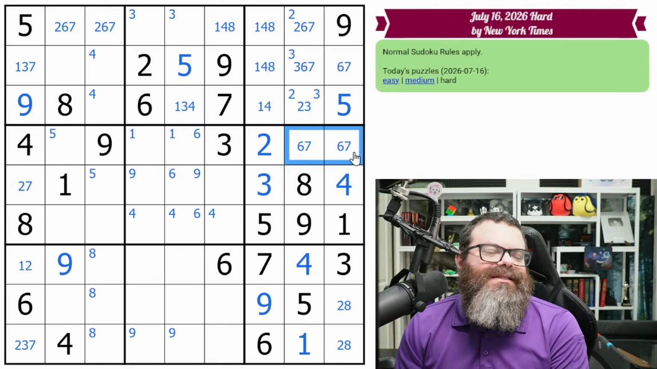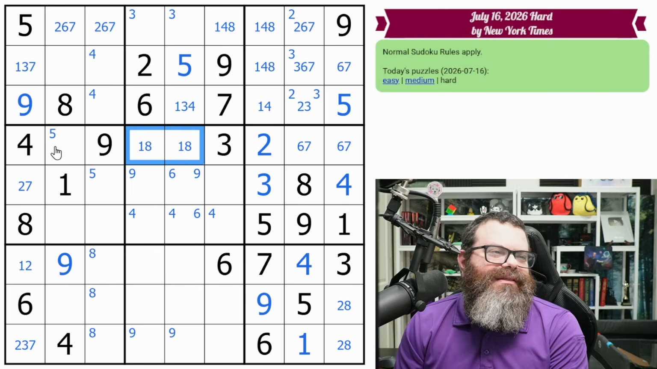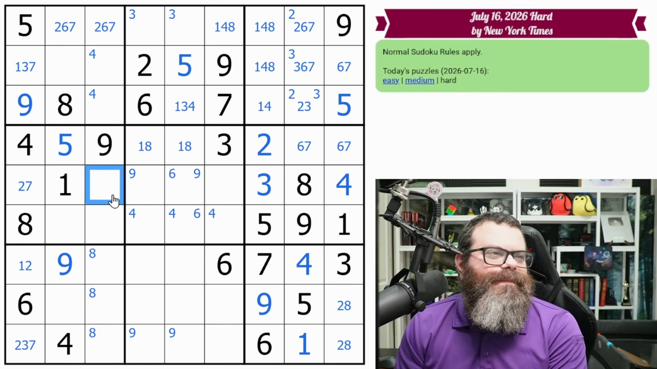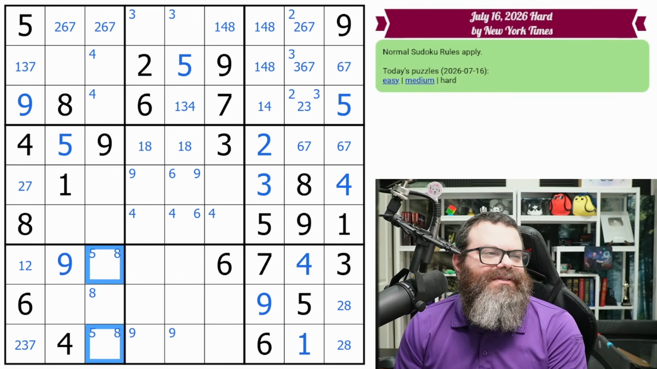We had the 6, 7 pair here that didn't apply. But this is a hidden 1, 8 pair either way. And that places the 5 in the row. Okay. So these 5s look down, 5 looks in, puts a 5 in one of these two.